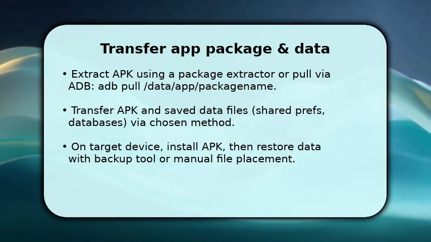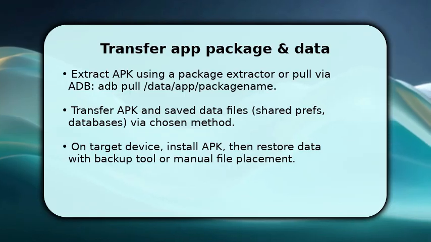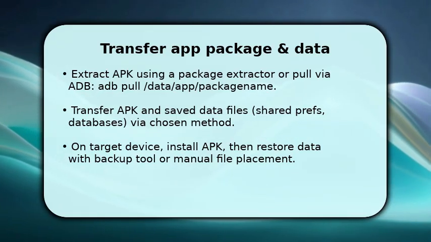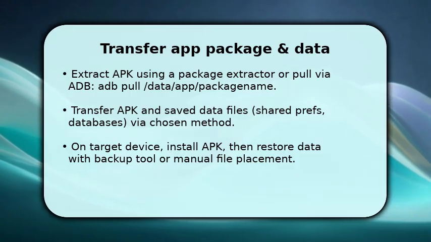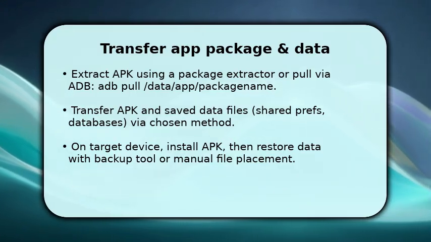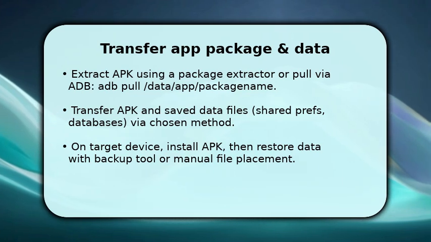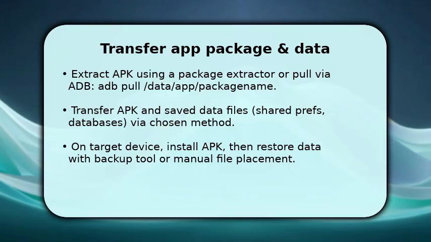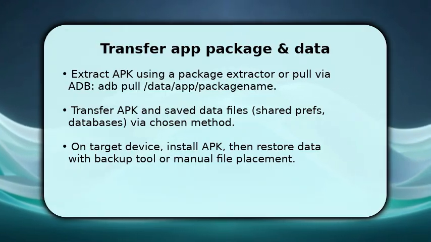Once you have the APK and any data, transfer them to the target phone using Nearby Share, Cable, or ADB push. After the APK installs, restore data with the app's backup, restore feature or copy files into the app folder and fix permissions. That preserves settings. Finish by granting permissions and verifying the app runs.